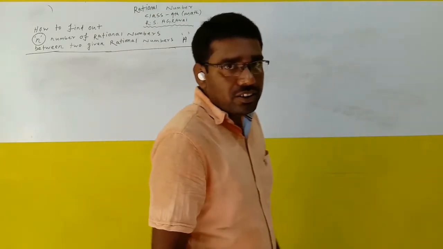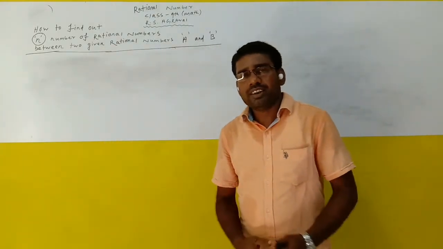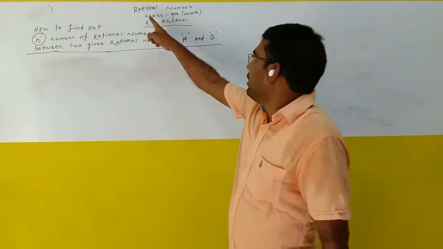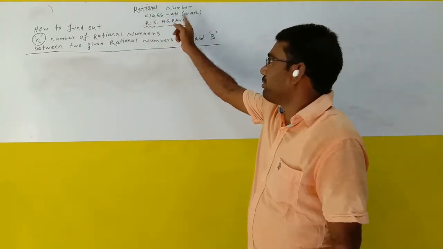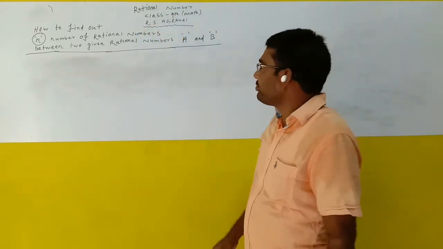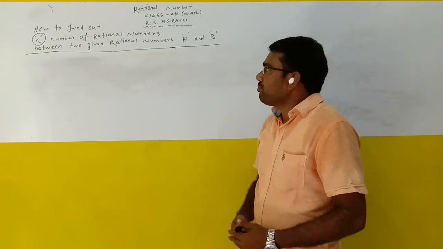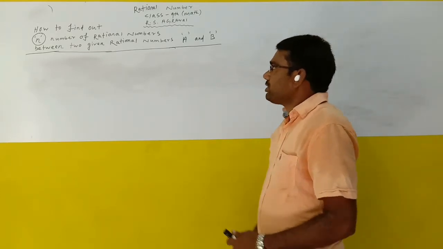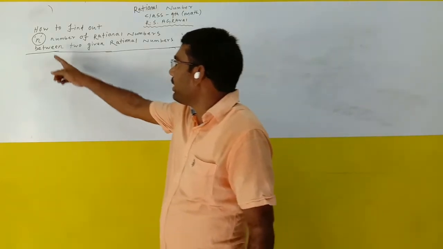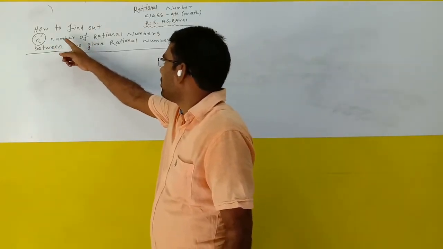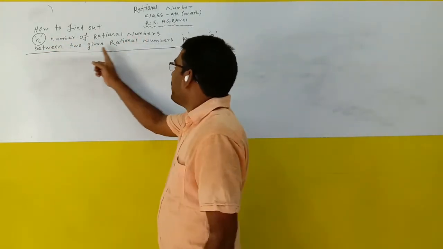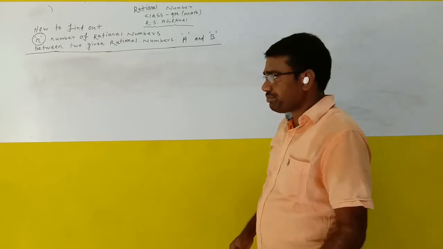In the previous class, we had already discussed the chapter rational numbers from class 9 mathematics book. The name of the author is R.S. Agarwal. Students, in the previous class we have already discussed how to find n number of rational numbers between two given rational numbers a and b.